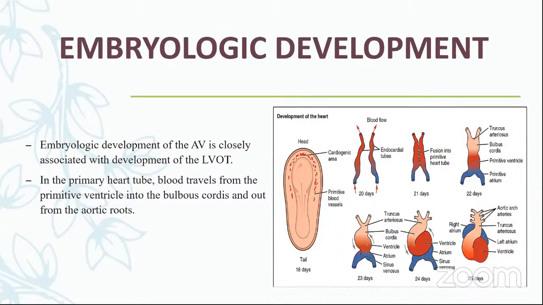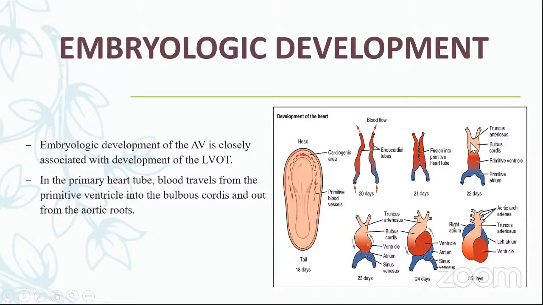The embryological development of the aortic valve is closely associated with the development of the LVOT. As we see here on the screen, in the primary heart tubes, the blood travels from the primitive ventricles into the bulbus cordis, then into the aortic roots.